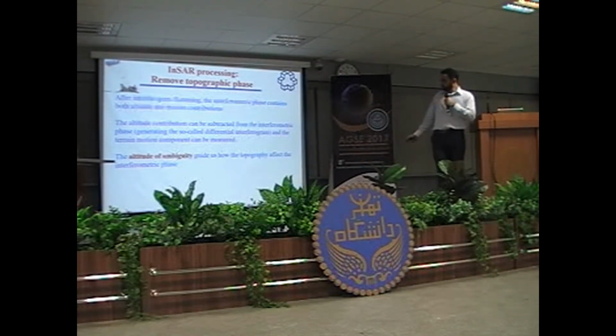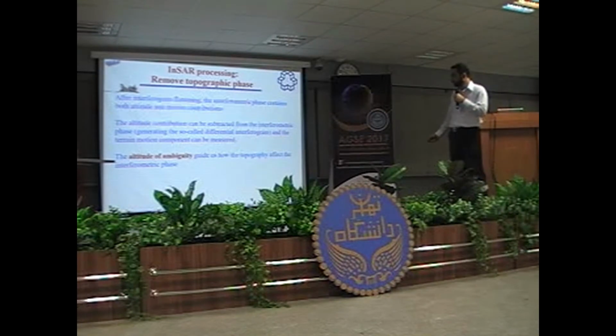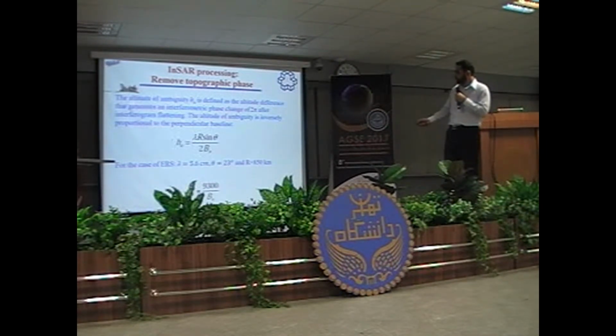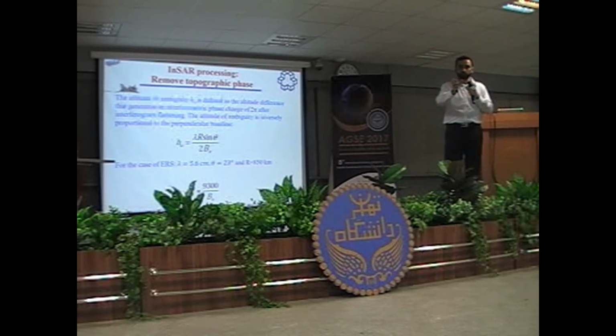Now I just want to show you how the topography can be removed. Before showing how the topography can be removed, I will explain a term which is called the height of ambiguity, or altitude of ambiguity. If you know the height of ambiguity, then you can easily make a relation between the phase difference and the topography. The definition of the altitude of ambiguity is the altitude difference which corresponds to a phase change of 2 pi. I mean, how much difference in topography corresponds to 2 pi.